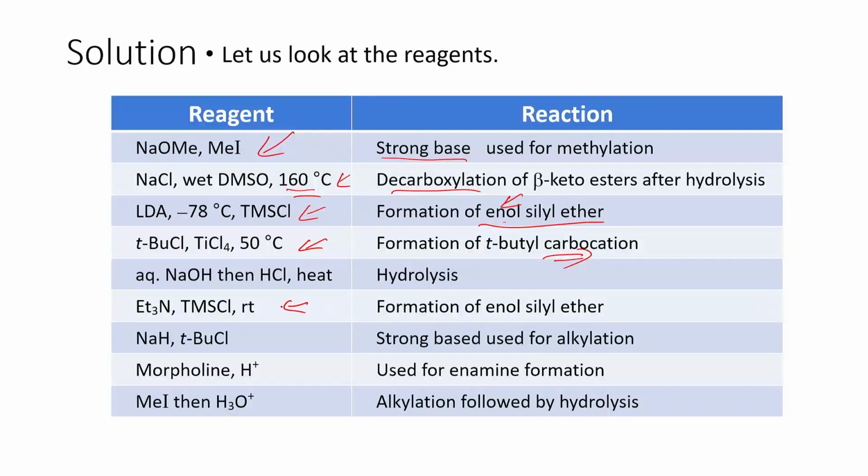And the next one is triethylamine with TMSCl. This will mainly be used for the formation of silyl ether, not silyl enol ether. And we have sodium hydride and tertiary butyl chloride. Sodium hydride is a strong base, so it will be used for the alkylation reaction. Morpholine and H+ is generally used for enamine formation. Methyl iodide and water is generally used for alkylation followed by hydrolysis. So these are all the different reagents that are used.